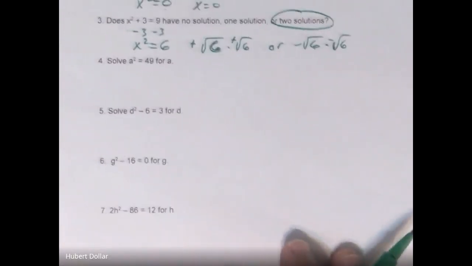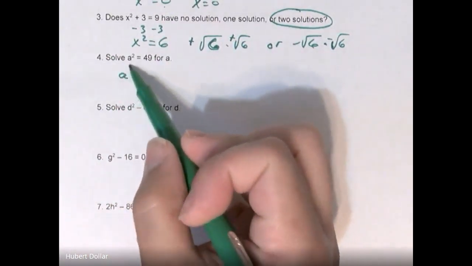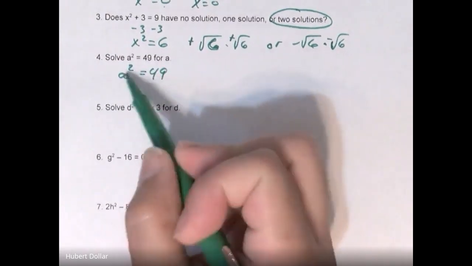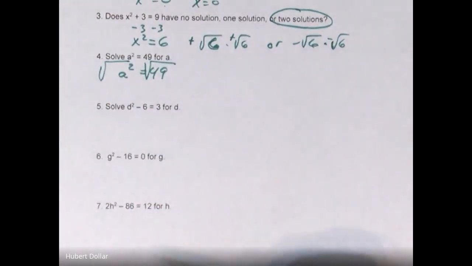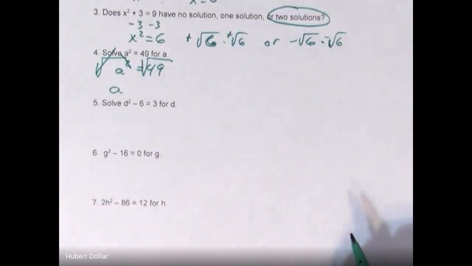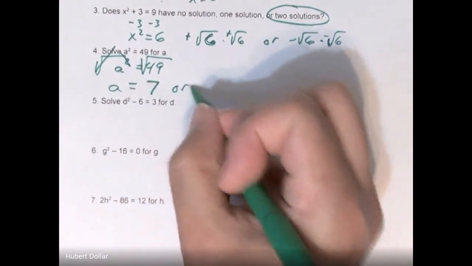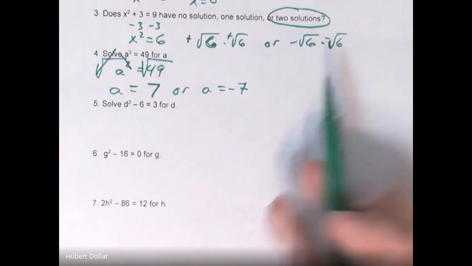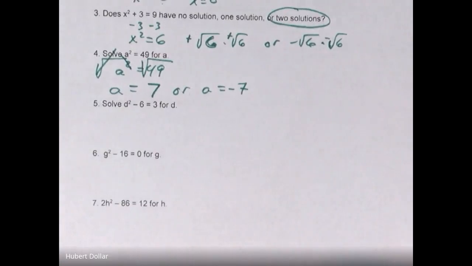Now, we can solve equations as well using the same technique. So if you have a squared equals 49, basically, inverse operations, the opposite of taking a square is to take a square root. So if you take the square root of both sides, the square root of a squared is a, because square root and square undo each other. What number times itself equals 49? Either a positive 7 or a negative 7, because 7 times 7 is 49, or negative 7 times negative 7 is 49.